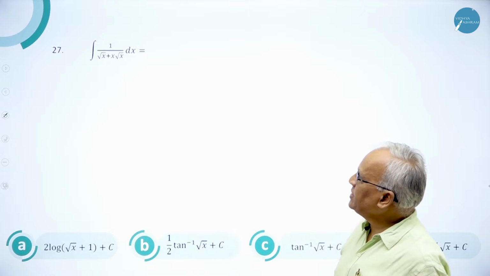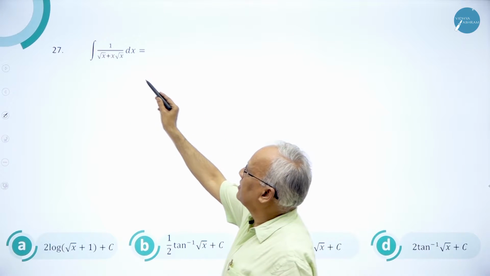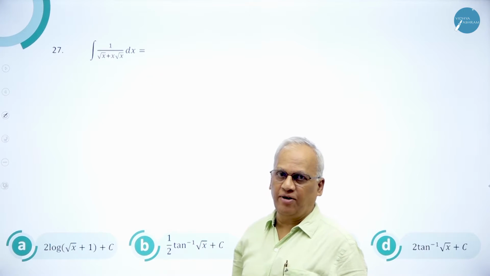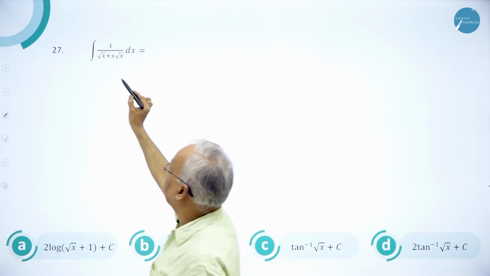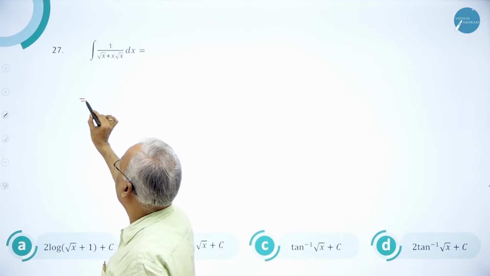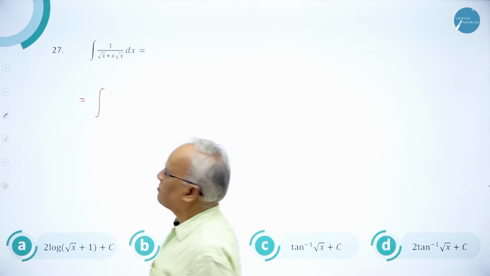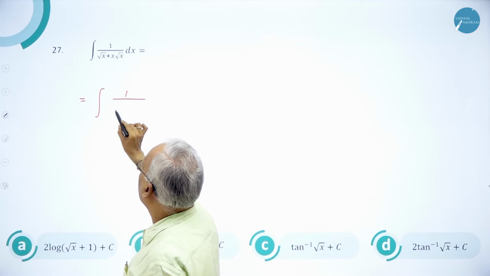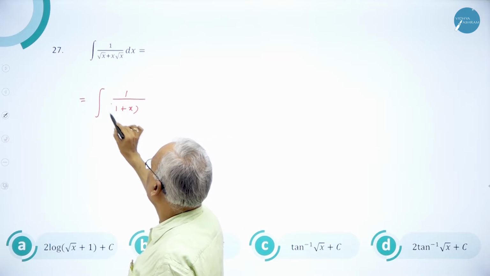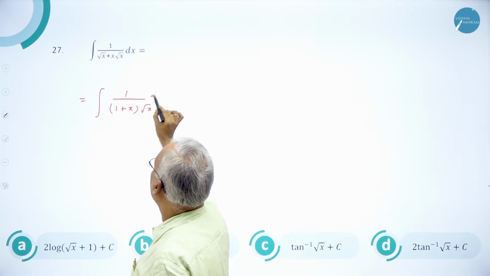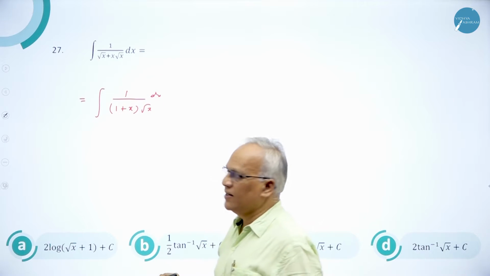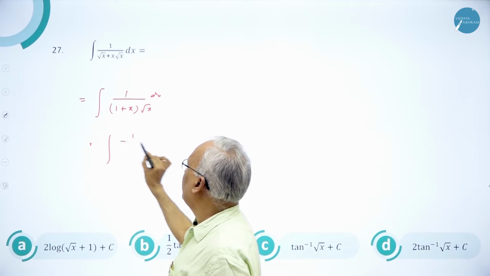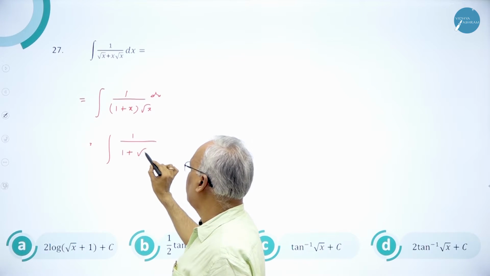Now, integral of 1 over root x plus x root x. So you must bring it to a standard form using a suitable substitution. So you reduce it to a stage where you can think of substitution. What I do now, 1 over 1 plus x into root x. I take root x outside. Now you know this can be written as integral 1 over 1 plus root x whole squared.